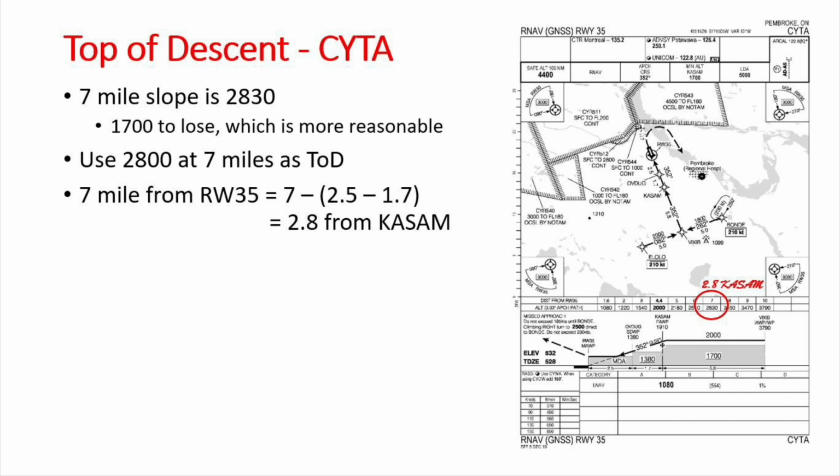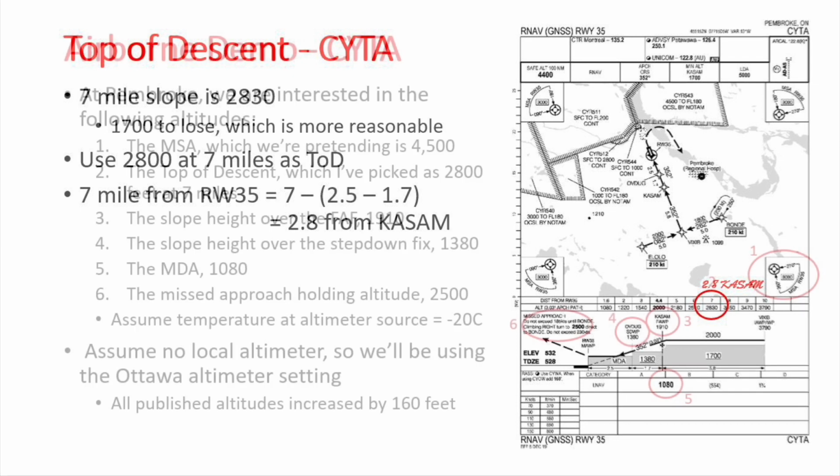We certainly wouldn't want to transition direct VIXIB, as that would mean an impossibly rapid descent from 4500 after joining final. If you're unable to display your distance to the missed approach point, note the 2.8 mile distance back from Kassam for your top of descent.